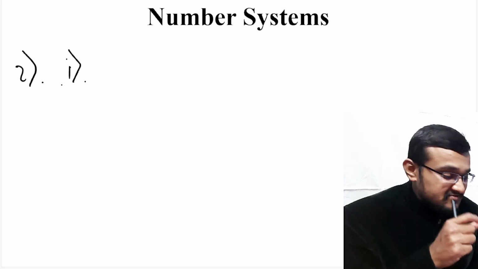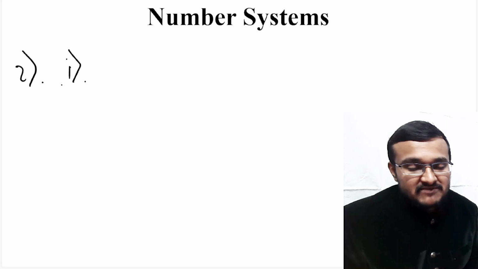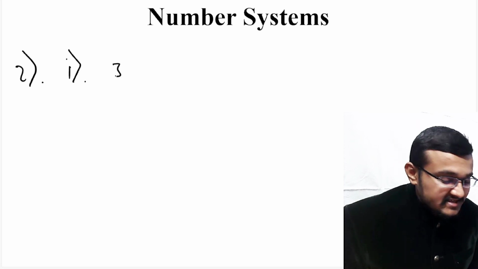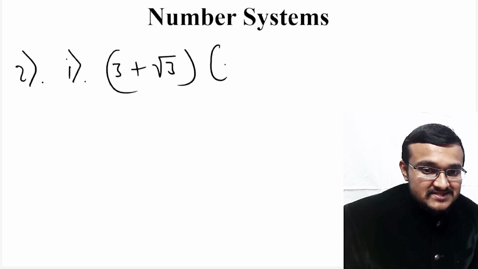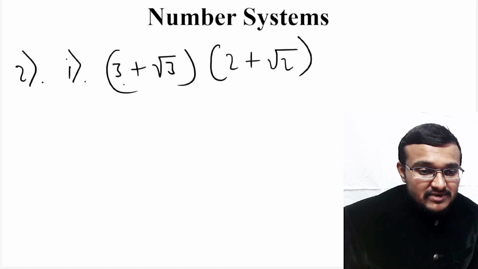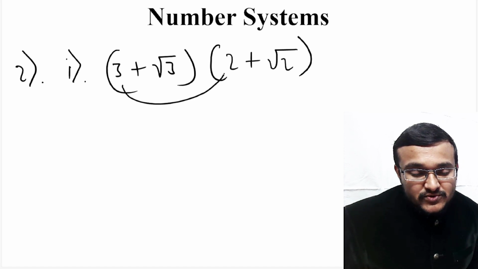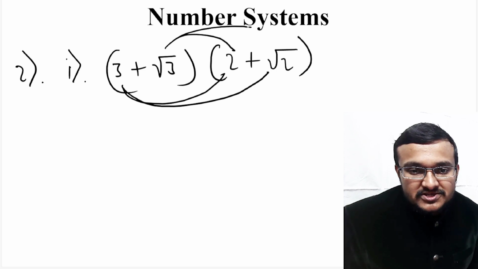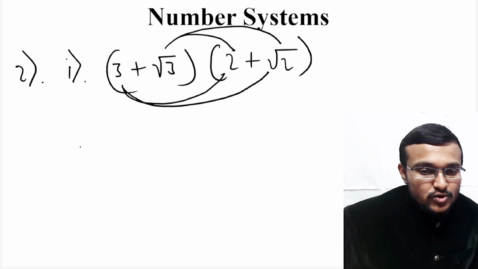In the second question, you have certain terms which you have to simplify. So looking at the first problem in this second question, here you have (3 plus root 3) in a bracket, into (2 plus root 2). So now you can multiply this. You can multiply 3 with 2 and also 3 with root 2. And root 3 should be multiplied with 2 and also root 3 should be multiplied with root 2 as well.